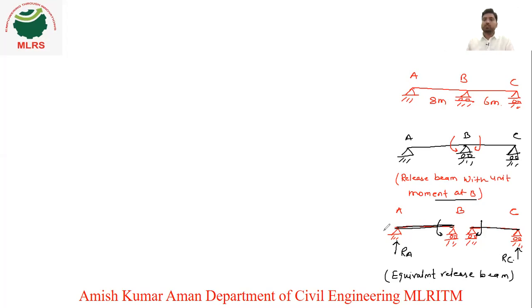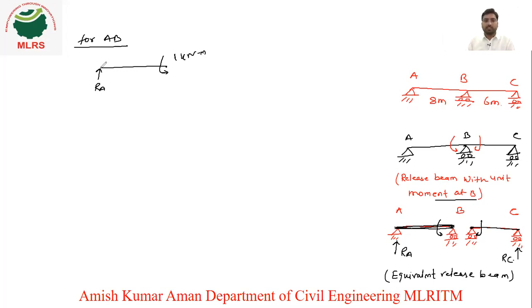Okay. So if you want to calculate the RA value, we have two spans, right? Taking summation of moments at this point equal to 0, you can calculate the RA value here, and from here, taking summation of moments at this point equal to 0, you can calculate the RC value. So for span AB, this is your RA, and here this is point B, and there is a given moment of 1 kilonewton meter, the unit moment. Already we have given the unit moment.